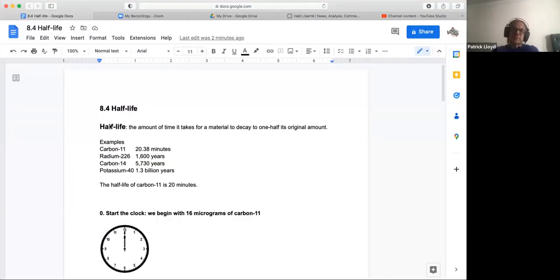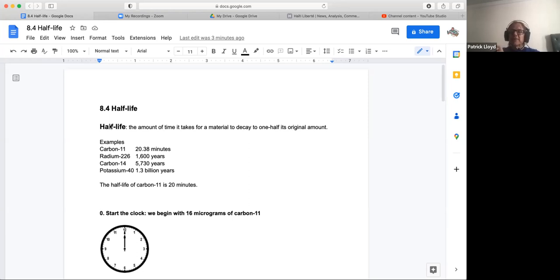This is section 8.4. The half-life is the amount of time that it takes for a material to decay to 1/2 its original amount. If you recall from the previous section, we said that some materials are radioactive, they're unstable, and their nuclei will break apart or emit particles in order to become more stable. The idea is that unstable things eventually become more stable by changing into something else, okay? So uranium becomes more stable by converting into, say, thorium.